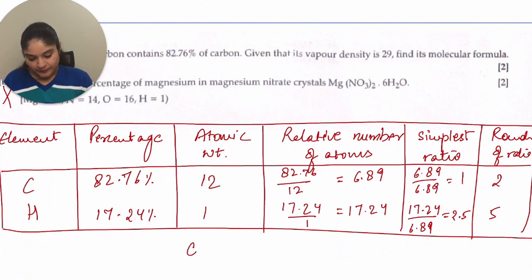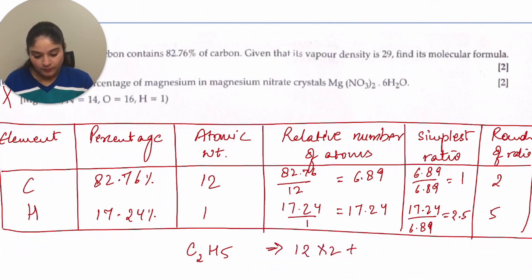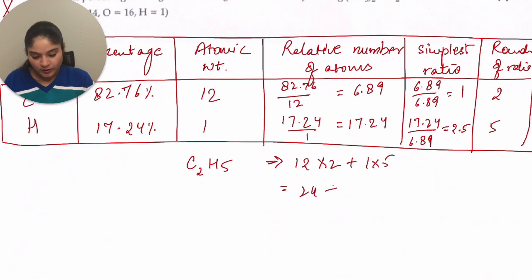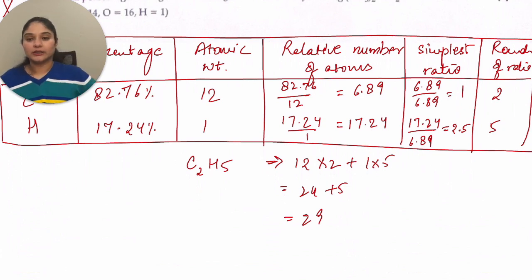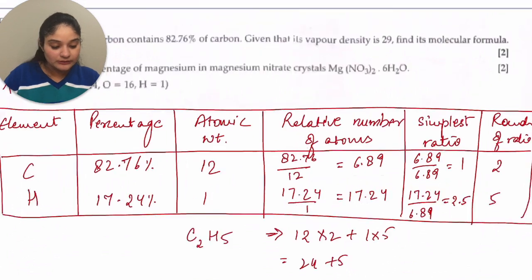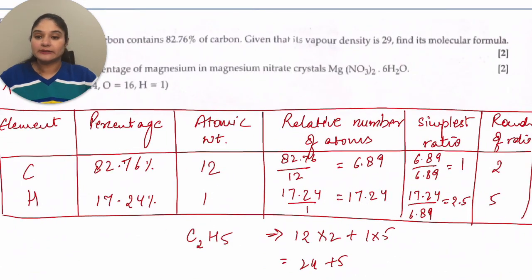That will be C2H5. And once you have that, you can find the molecular weight. So 12 times 2 plus 1 times 5. So you have 24 plus 5, 29. Okay. Once you have the weight, how will you use the vapor density? What is the value given? Vapor density is given as 29.